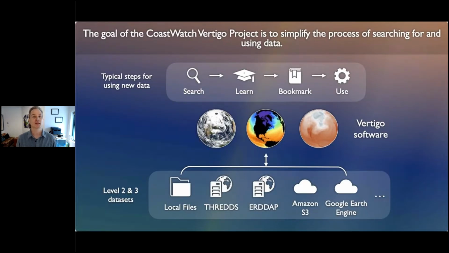Vertigo just leverages the existing layered architecture that most data providers already have, a web interface and a data server. And it sits as the interface between the server and the user. So for example, you can see at the bottom here, it will handle level 2 and 3 data sets, local files, THREDDS, ERDDAP. That's the goal.